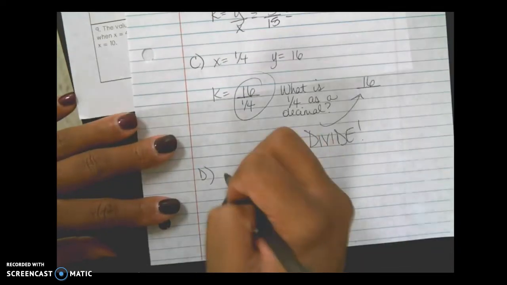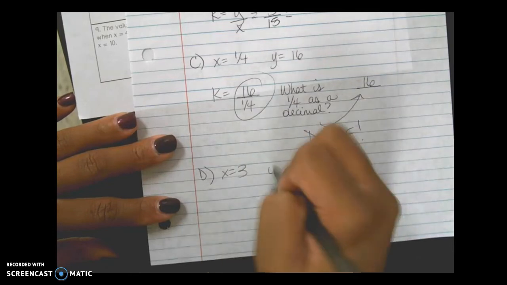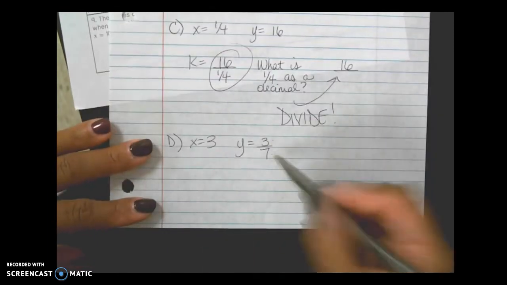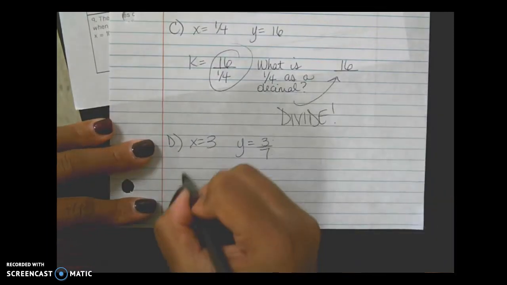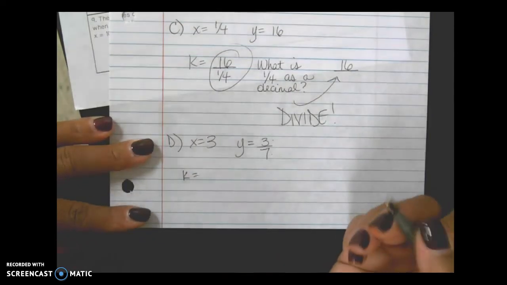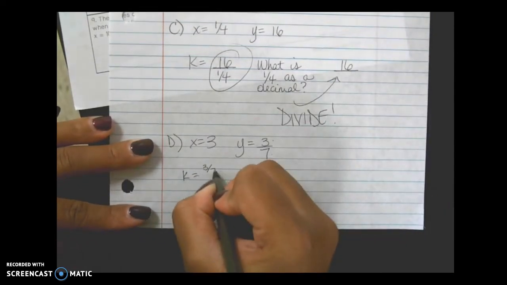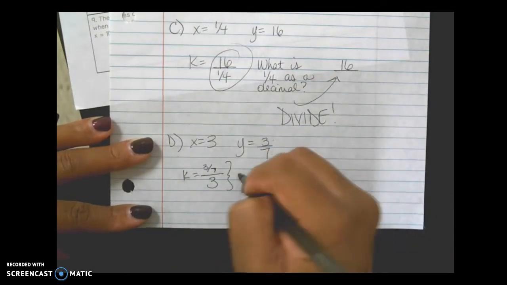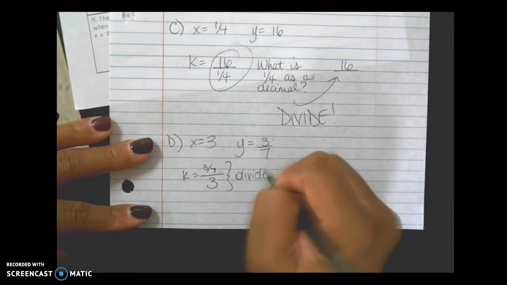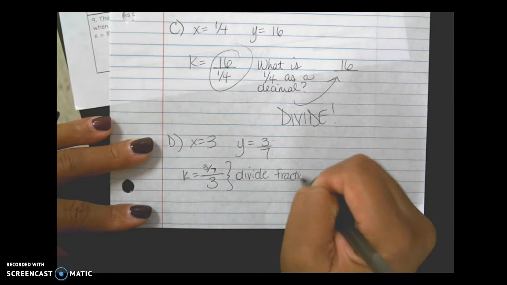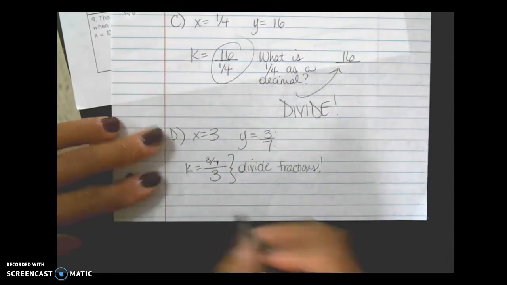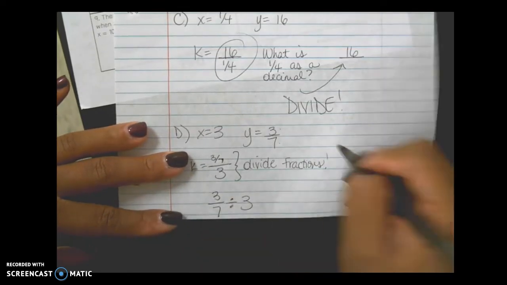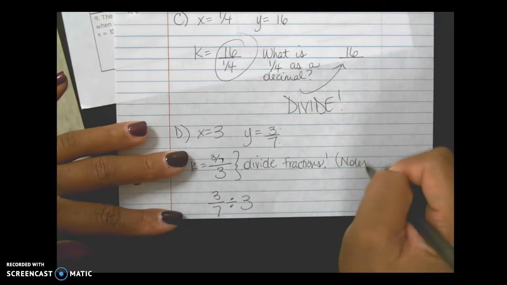D. Well, x equals 3, y equals 3/7. Because 3/7 is not one of my benchmark fractions, I'm going to have to write a fraction inside of a fraction. What do you mean, Miss Starling? 3/7 over 3. This is a division of fraction problem. I have 3/7 divided by 3. You need to look in your notes for this.